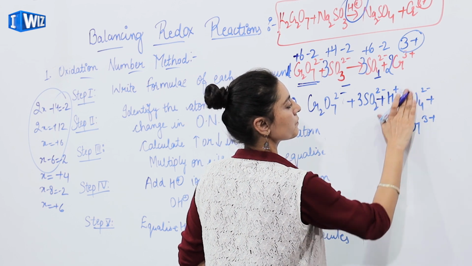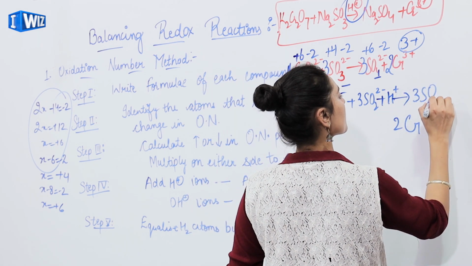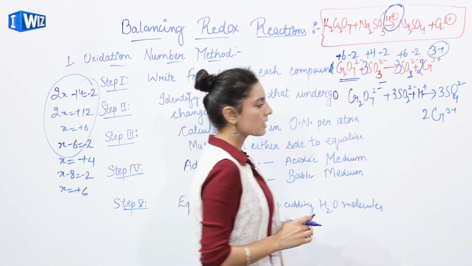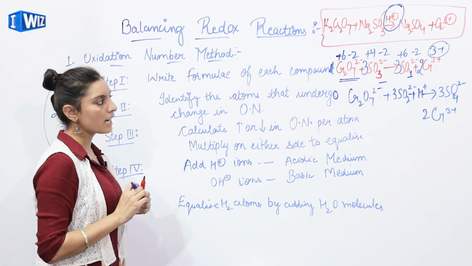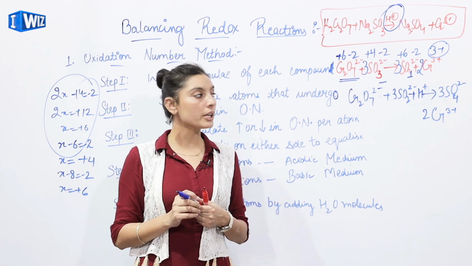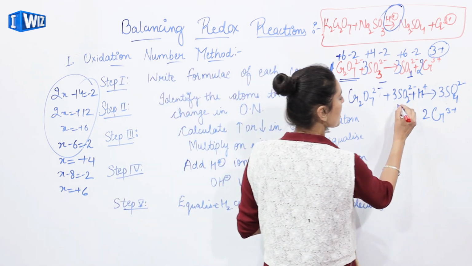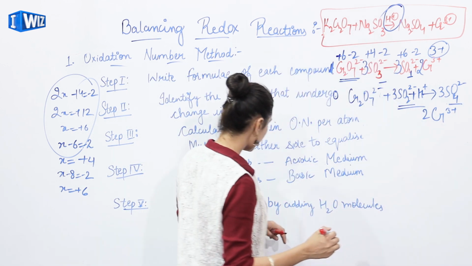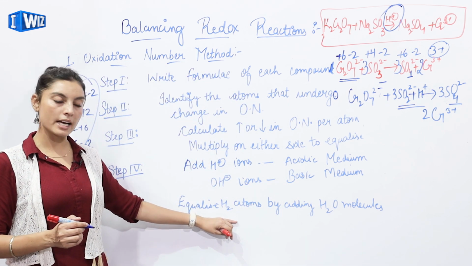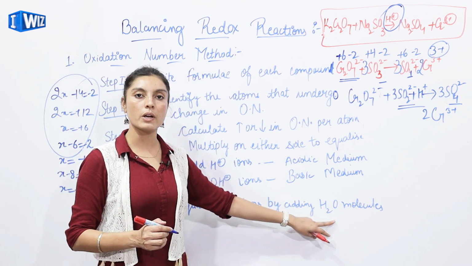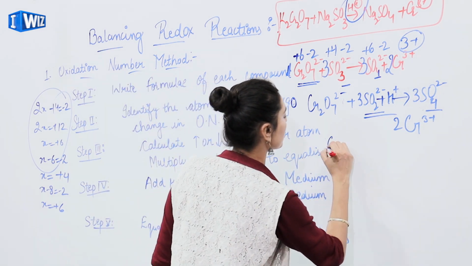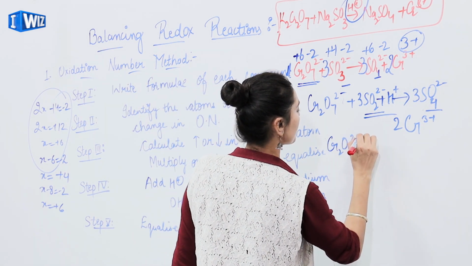So H positive is added to this particular side. Now we have to find out how many H positive we need to add. That will depend upon the number of oxygen, because in the next step they say that to equalize the hydrogen atoms we need to add the water molecules. So let's equalize these hydrogen atoms.